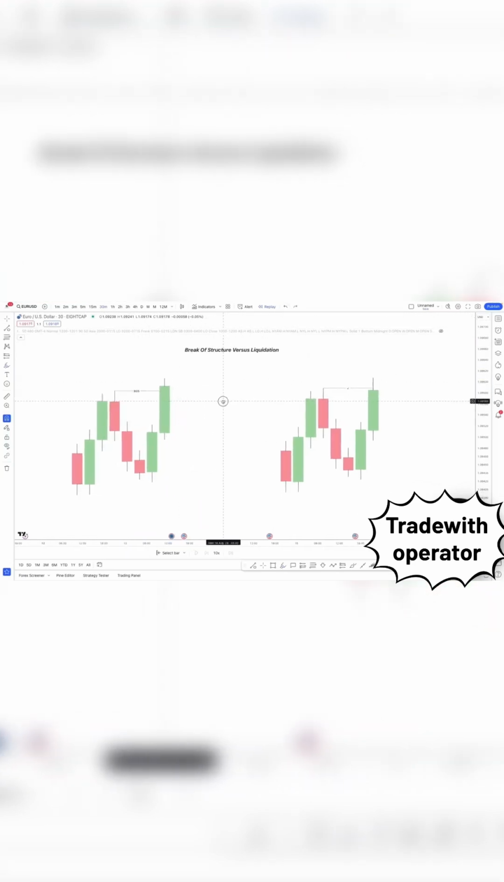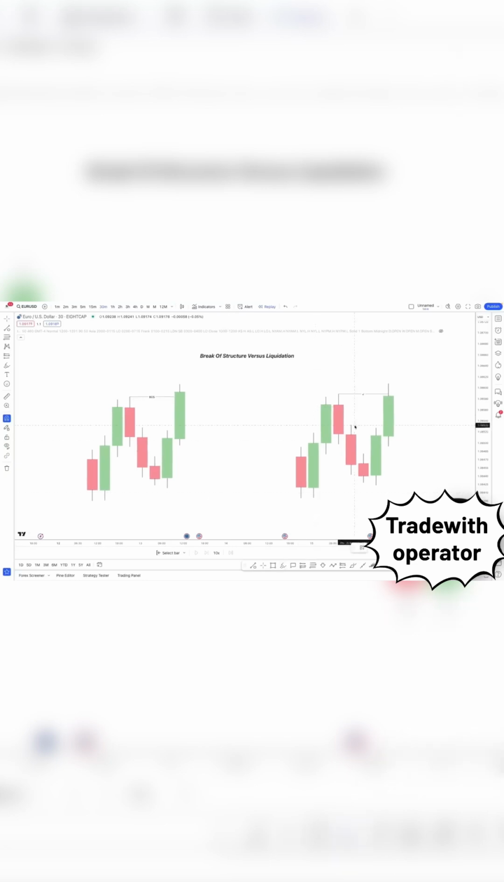But in the diagram on the right hand side, price breaks the high, wicks above it, but then closes back inside of the range, back inside of this previous high. That is a liquidation. What that simply means is that above this high, price was met with a lot of resistance from sellers. A large amount of supply came back into the market, and this essentially tells us that price may not want to go higher from here.